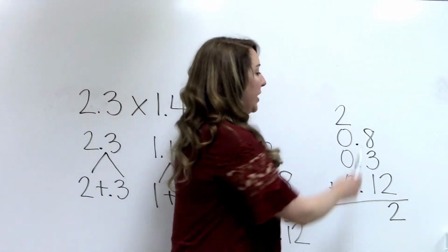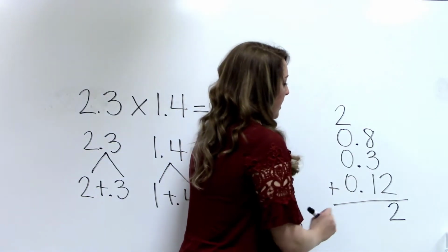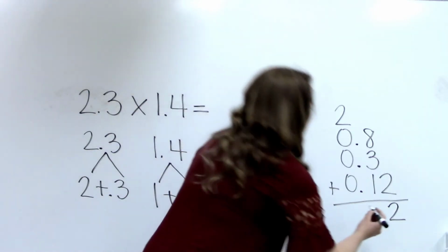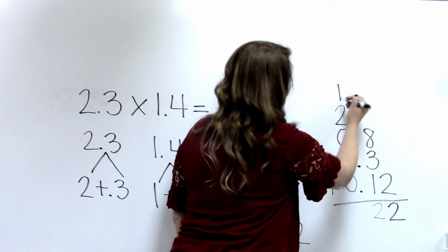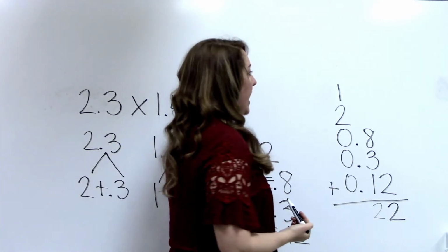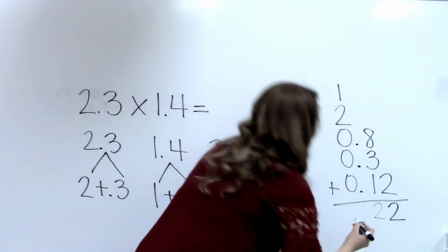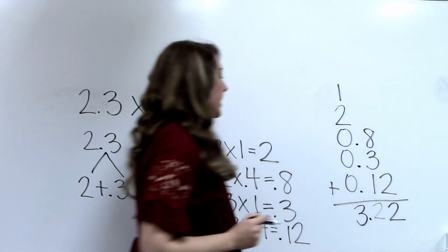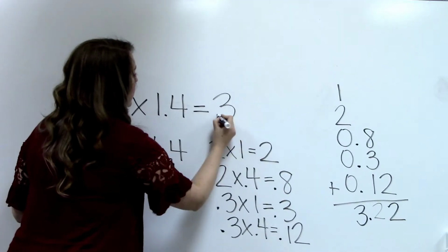So now I want to look at my tenths, and I'm going to add 8/10 plus 3/10 plus 1/10, which equals 1 2/10. So I place my 2/10 and I have my 1 whole. So now I can add my whole numbers. I have 1 whole plus 2 whole equals 3 whole. And my answer is 3 22/100.